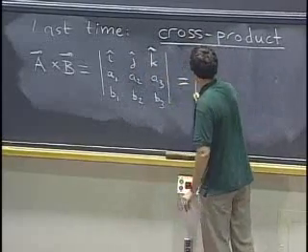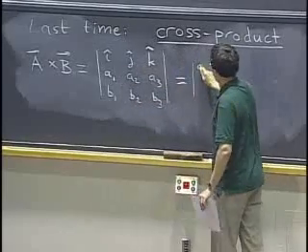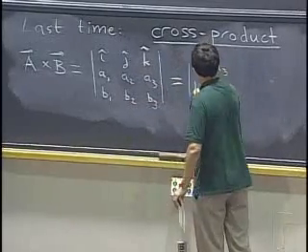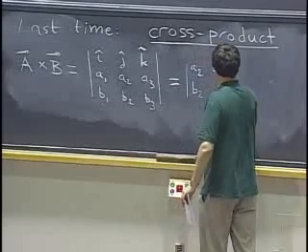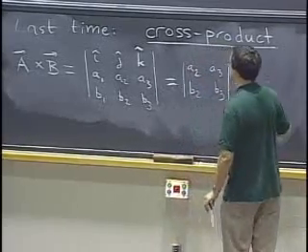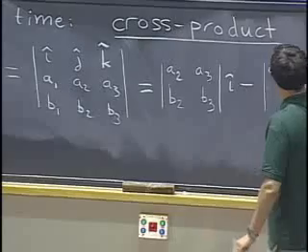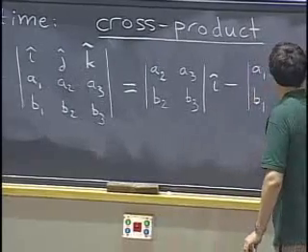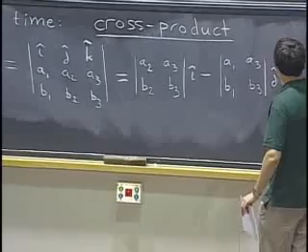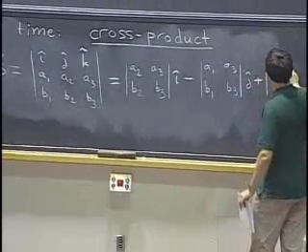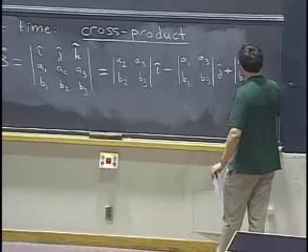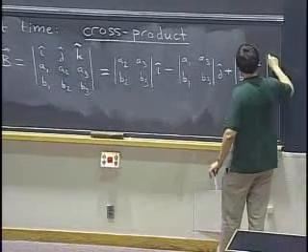So we have actually this smaller determinant, A2, A3, B2, B3 times i hat, minus determinant of A1, A3, B1, B3 times j hat, plus determinant of A1, A2, B1, B2 times k hat.